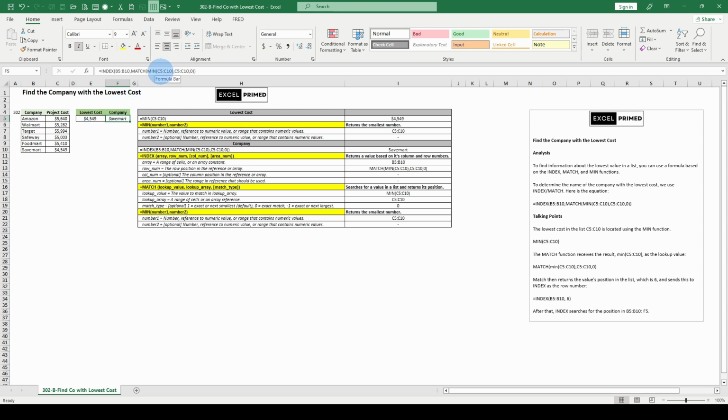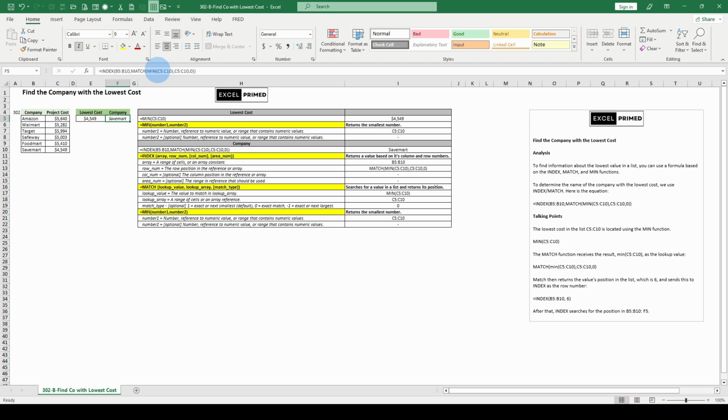Why is that important? Well, remember, match is looking up an array, trying to find a lookup value, right? So we go in here internally and we go lookup value. Well, we know it's 4549. That's what min is going to produce. The lookup array, what's it looking for? It's looking at C5 to C10. Hide this. We know we would be looking for 4549.